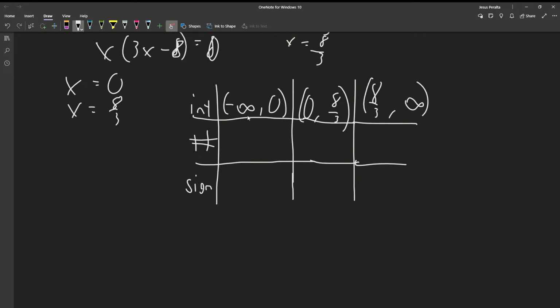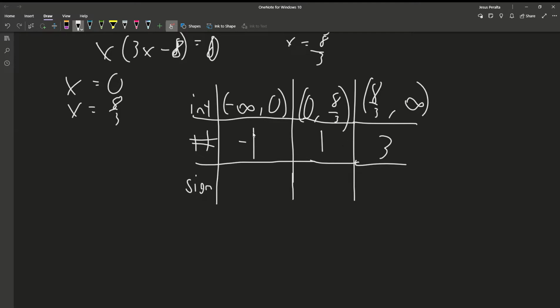So, a number between negative infinity and 0: negative 1. A number between 0 and 8 over 3, you could choose 1 or 2, doesn't matter, but to make it easier, we're just going to choose 1. And for a number from 8 over 3 to infinity, we choose 3, because 9 over 3 is equal to 3, and 9 over 3 is past 8 over 3.